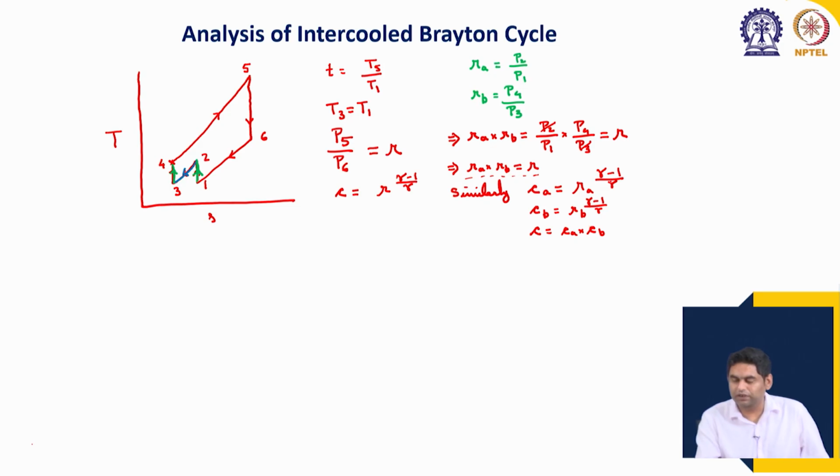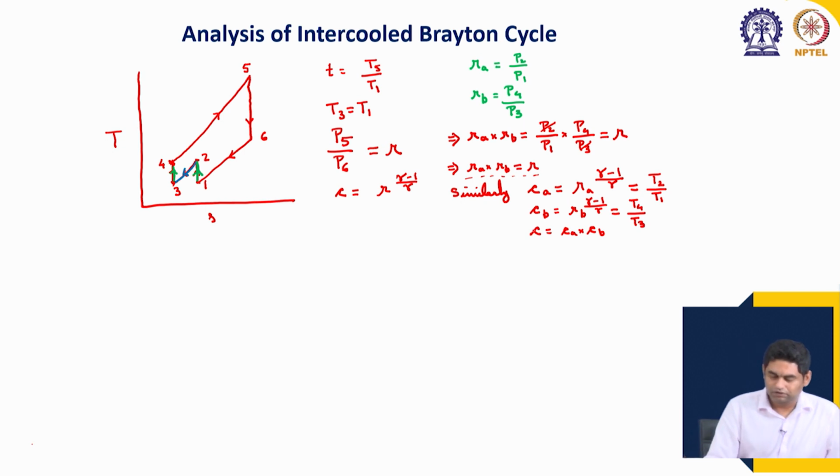So, these are the temperature ratios. R A to the power (gamma minus 1) by gamma is what? This is the temperature ratio T2 by T1. So, C A is equal to T2 by T1 and C B is equal to the temperature ratio T4 by T3. So, if we multiply both the temperature ratios, we get the overall value of C. So, these are the parameters which are defined.